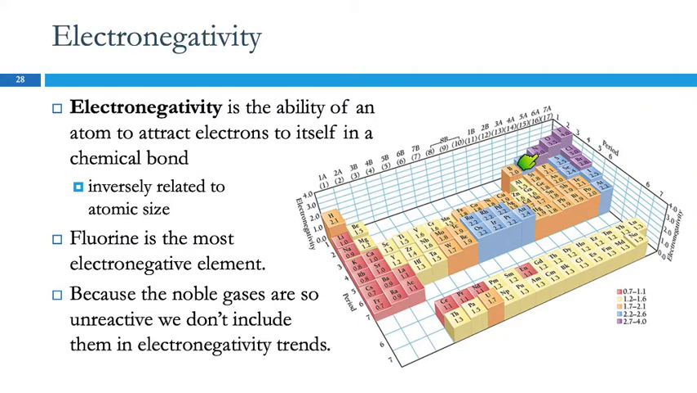If we look here, nitrogen and chlorine are both 3.0. They have the same electronegativity. So there are some things like that. Sulfur and carbon are the same. We don't need to have that level of detail.